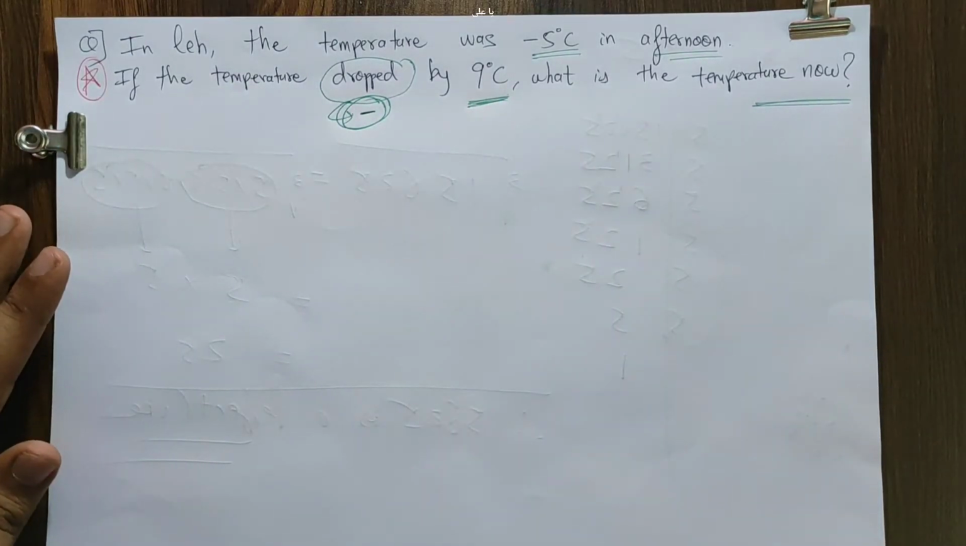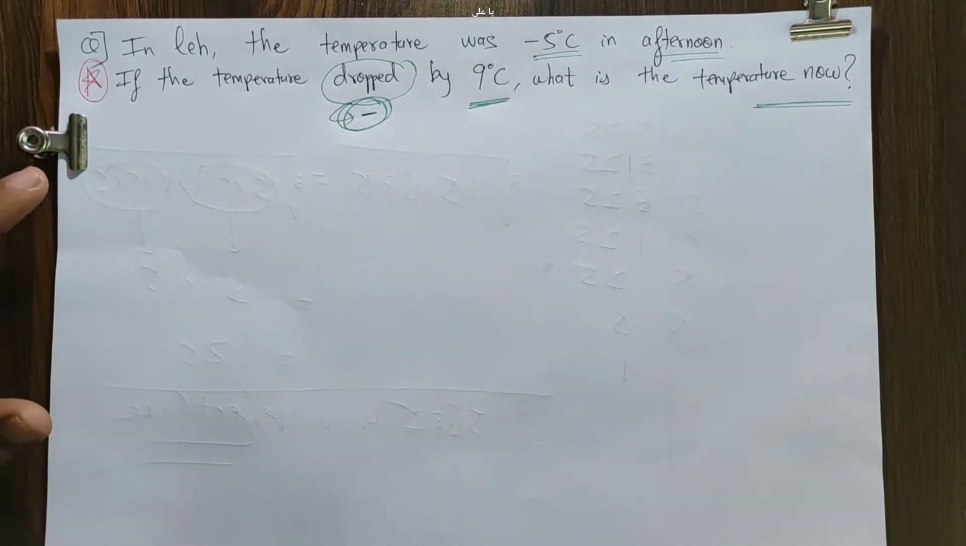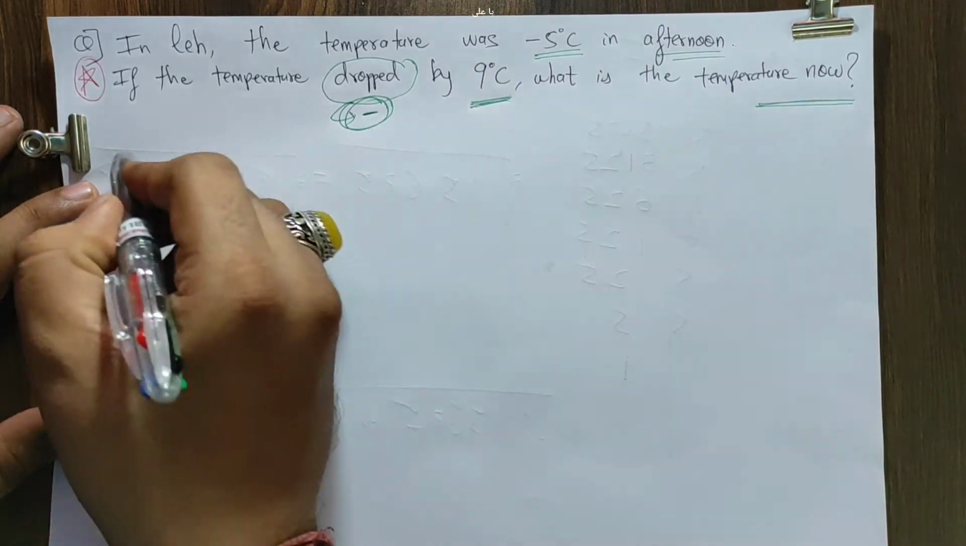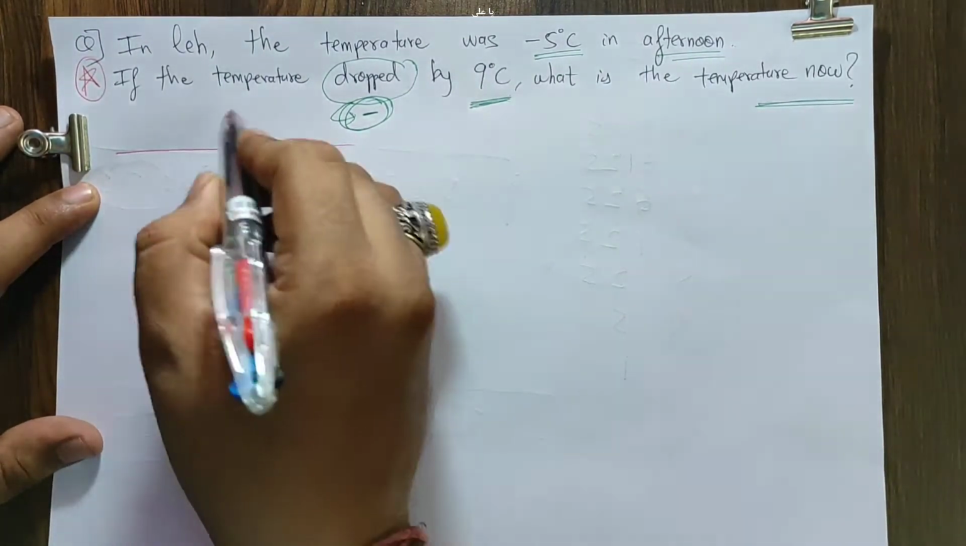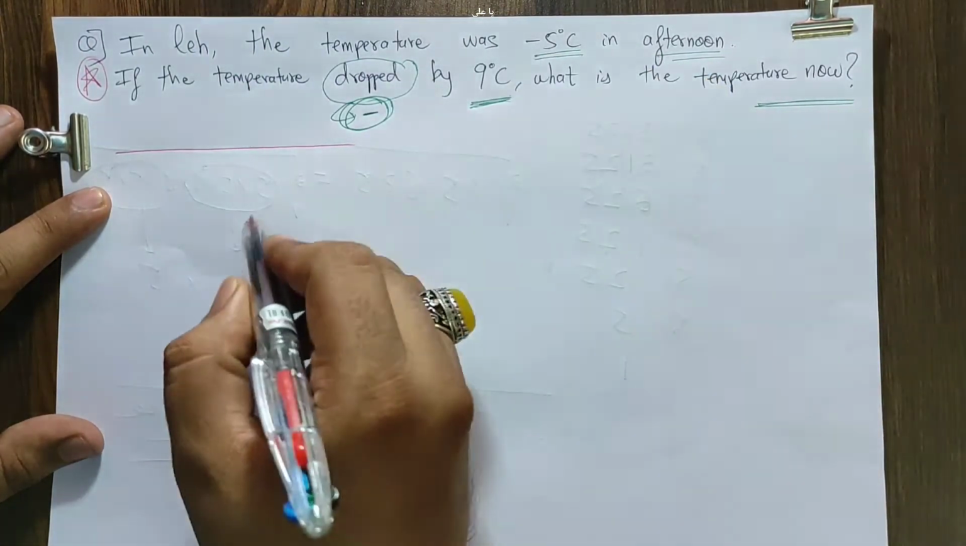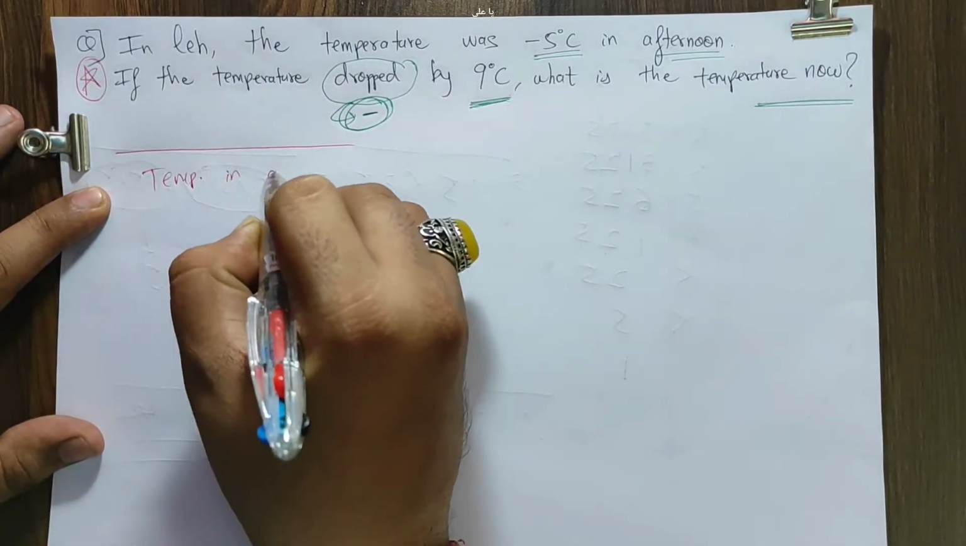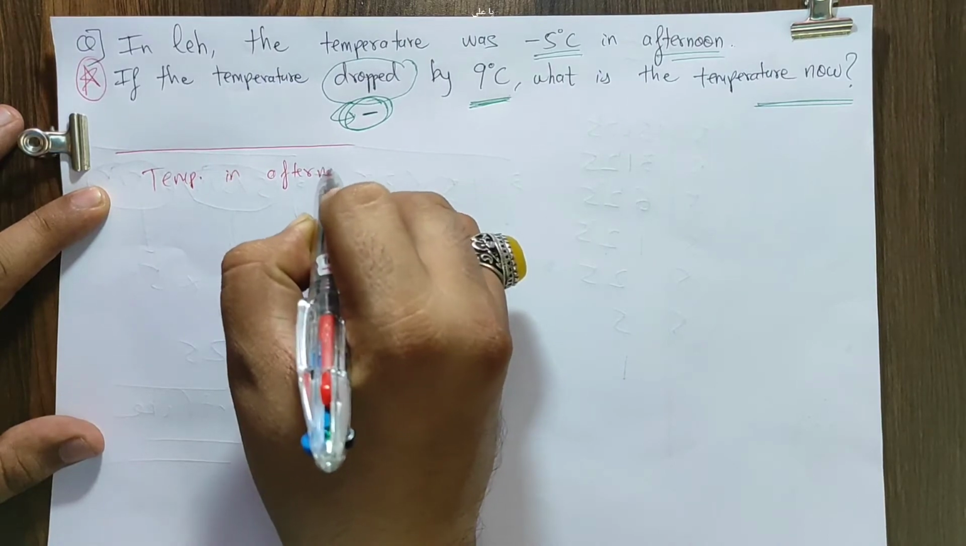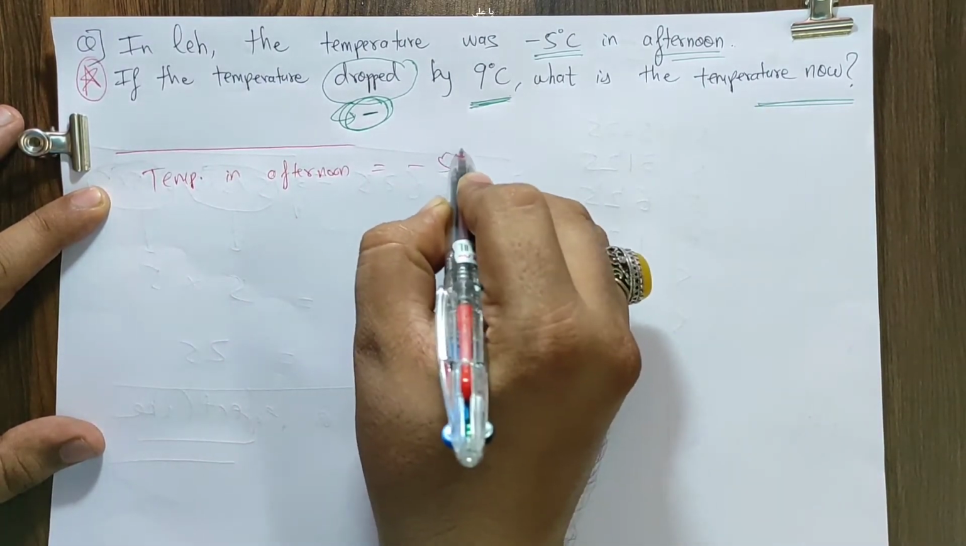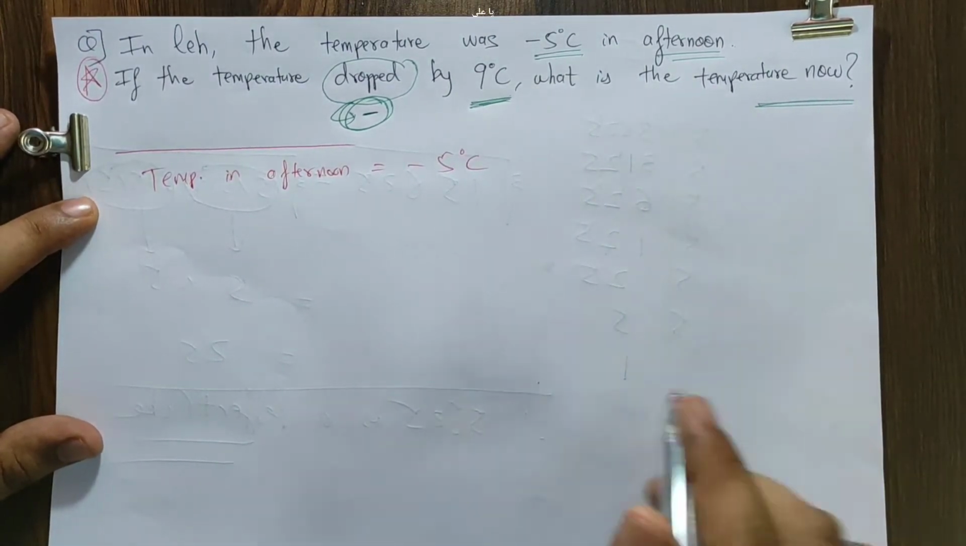By 9 degrees Celsius. So let's do it, all of you. I think you don't require my help now also. So let's do it. The temperature was minus 5 degrees Celsius in the afternoon. So I'll say temperature in afternoon. Temperature in afternoon is how much? Minus 5 degrees Celsius. Okay.